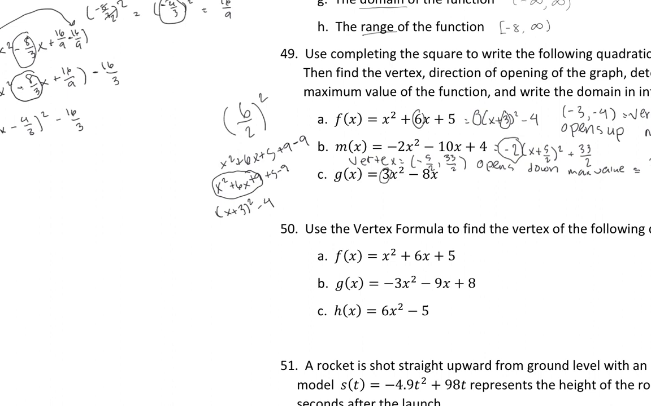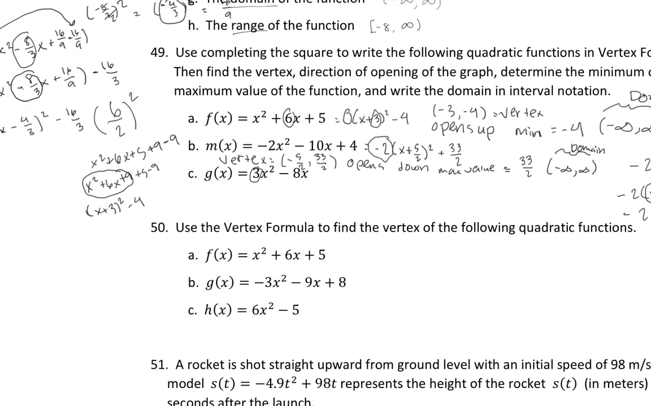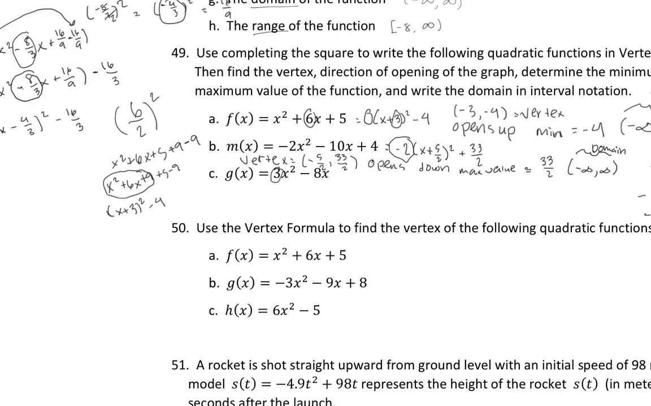And so if I come back over here, that's going to be our function. It's going to equal 3 times x minus 4 over 3 squared minus 16 over 3. So now we know that the vertex is going to be a positive 4 over 3 and then negative 16 over 3, right? And because the leading term in front of that x minus 4/3 squared is positive, that means it's going to open up, right?